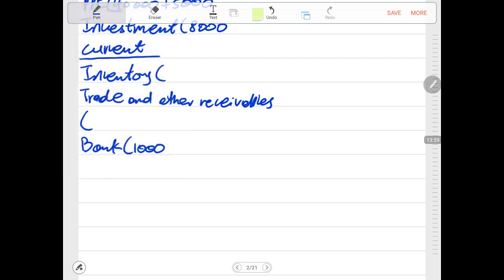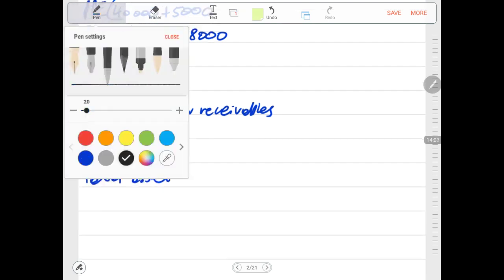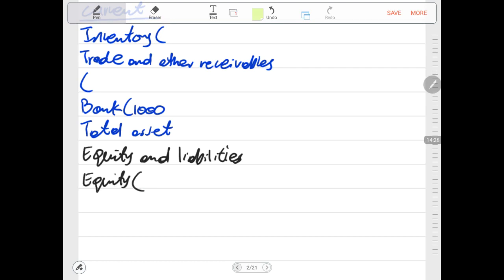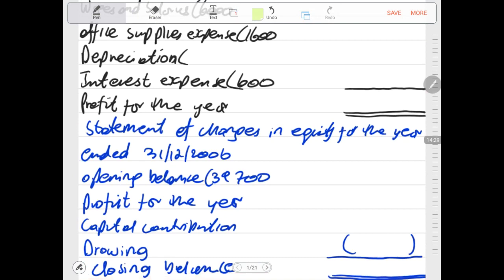First, let me write total assets, which is total assets, current and non-current. From here now we need to record equity and liabilities. This is the first step before you record anything from the adjustments. Then we start with the equity. Remember, equity is from the statement of changes in equity. We take the closing balance, but sometimes this statement might not be required.